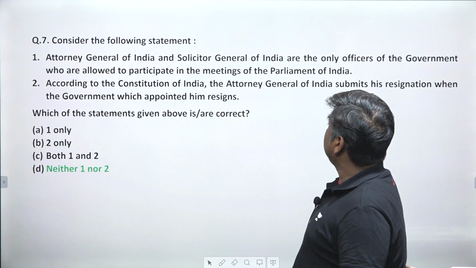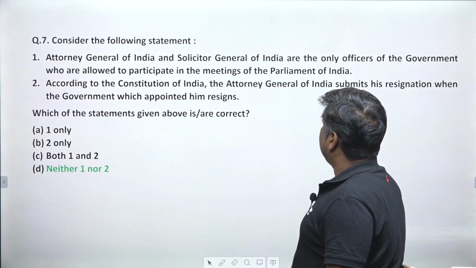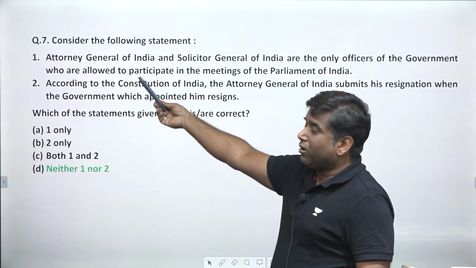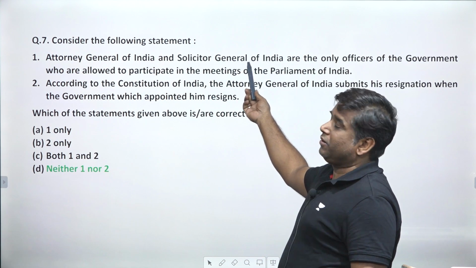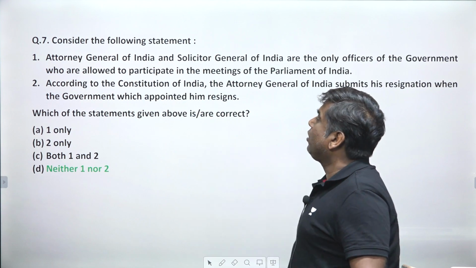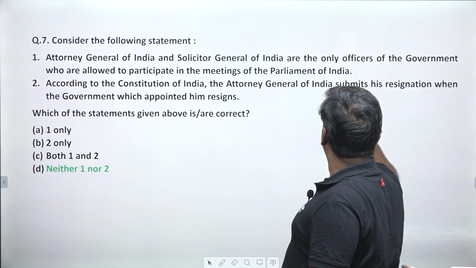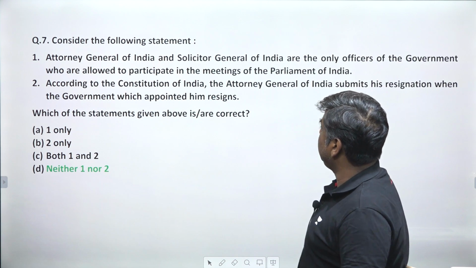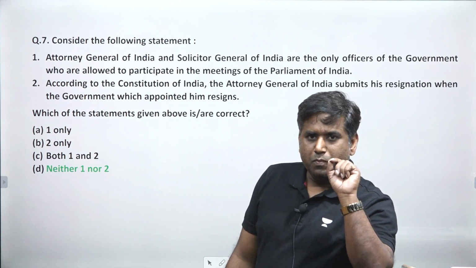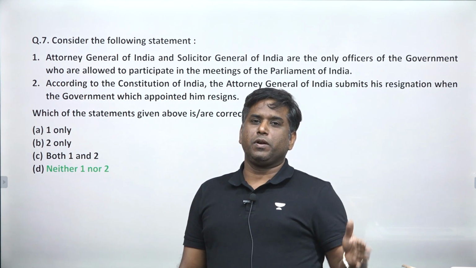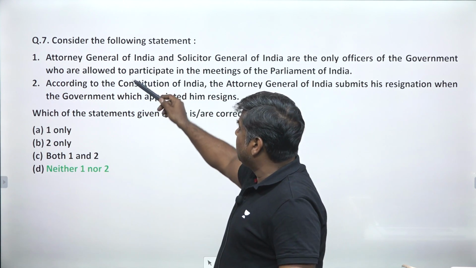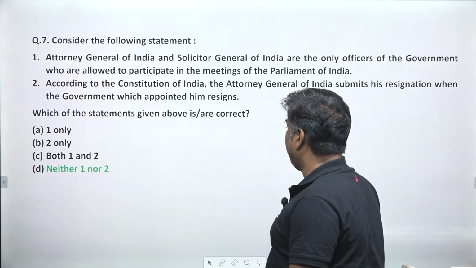The Attorney General of India and Solicitor General of India are the only officers of the government who are allowed to participate in the meetings of Parliament. Again, Attorney General is fine. What about Solicitor General? The answer is no. So, that makes the statement incorrect. According to the Constitution of India, the Attorney General of India submits his resignation when the government which appointed him resigns. Again, it is not true. It is at the pleasure of the President. The moment the President wants him removed from service, it can be done. So, technically, both statements are wrong: neither 1 nor 2.